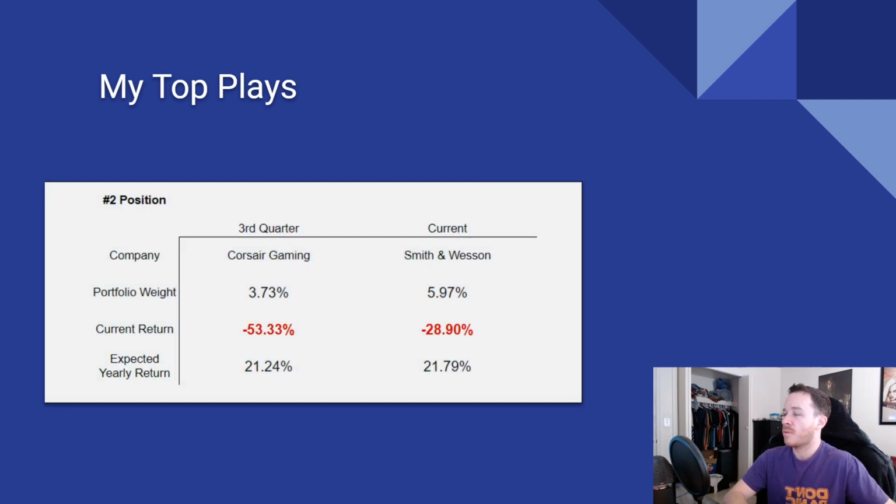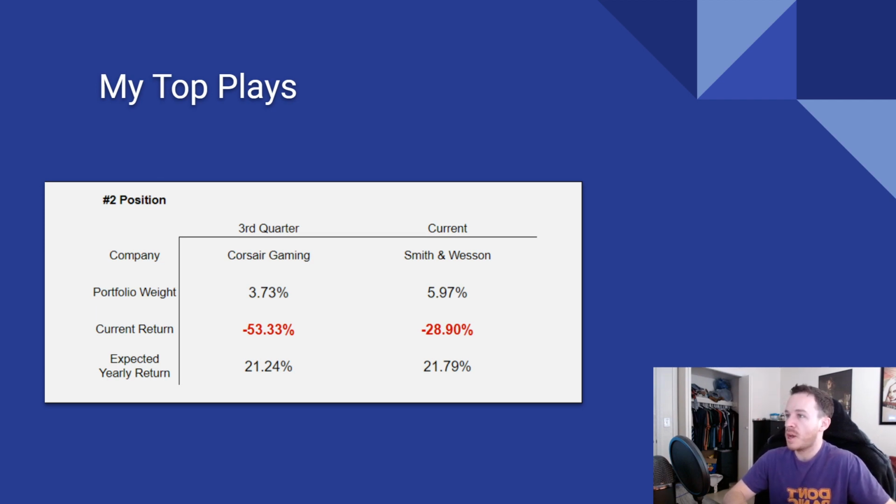And then for my second position, in the third quarter it was Corsair Gaming. Now in the fourth quarter it is actually Smith & Wesson, the firearms manufacturer. Smith & Wesson is up to about 6% of my total portfolio. It's actually grown pretty rapidly in this quarter. My total return on it is down about 29%, so we are down pretty significantly. We've been buying it as it's been dropping like a rock.